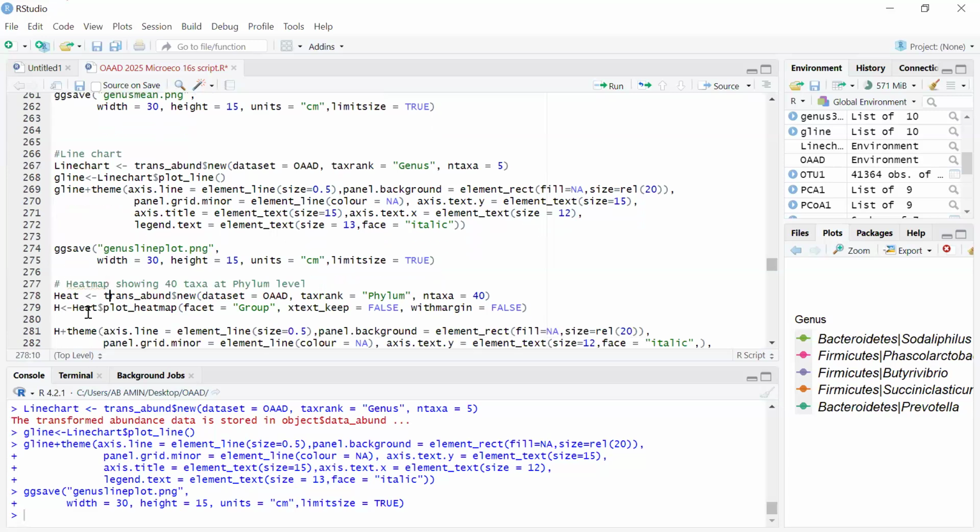So this is just a line chart to show us the abundance of the top 5 taxa, so we can modify it according to our preference.